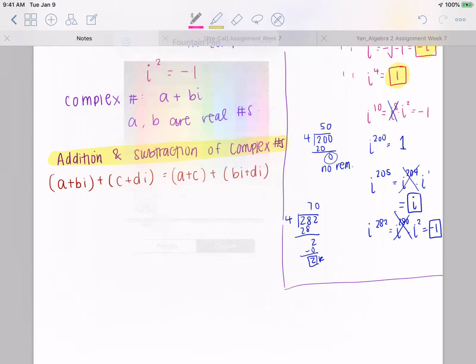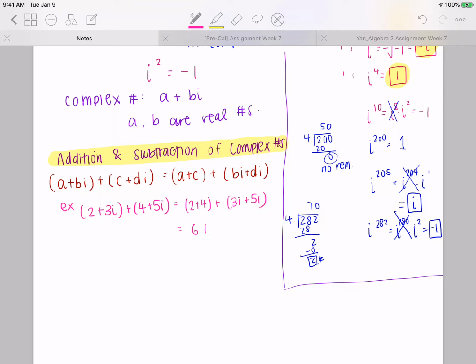Okay, so for example, if I have 2 plus 3i, adding 4 plus 5i, your answer in this case would be: add your 2 plus 4, and then add my 3i plus 5i, which gives us 6 plus 8i.